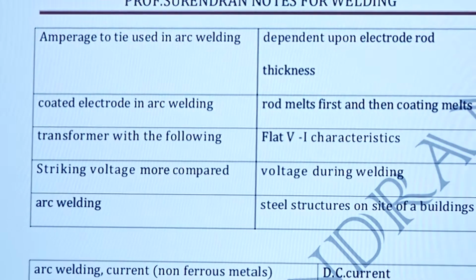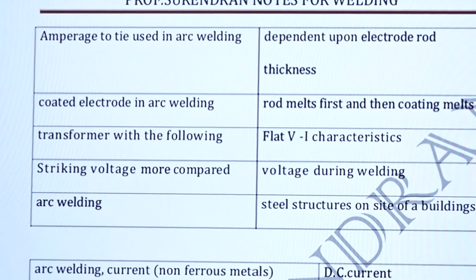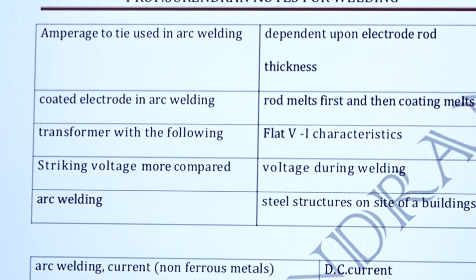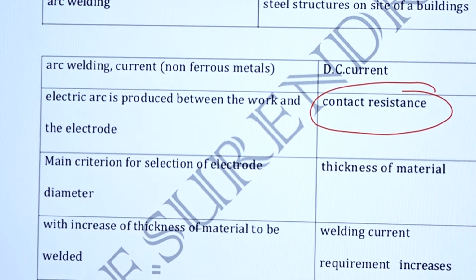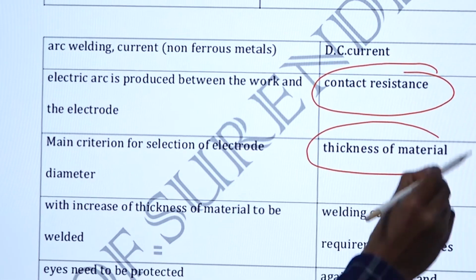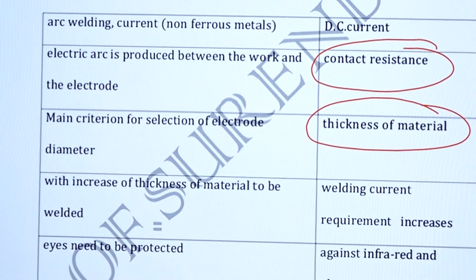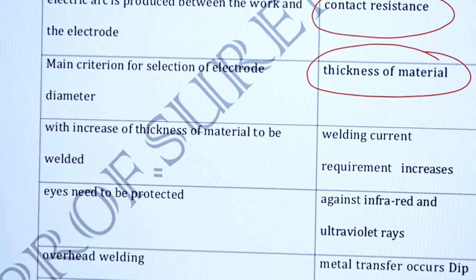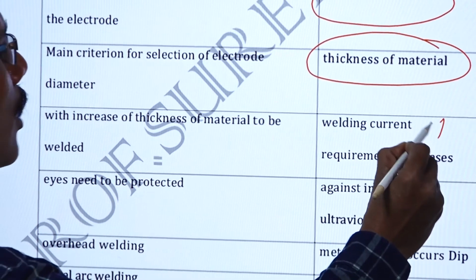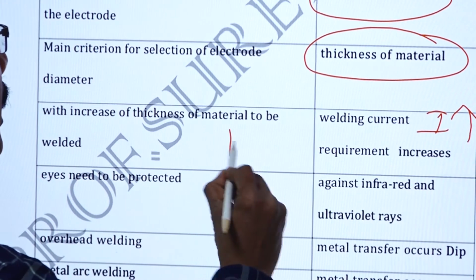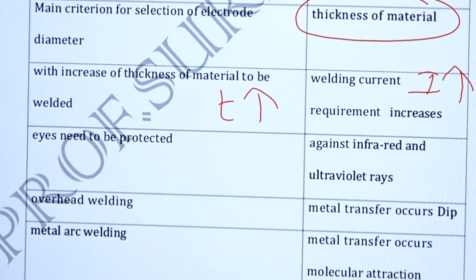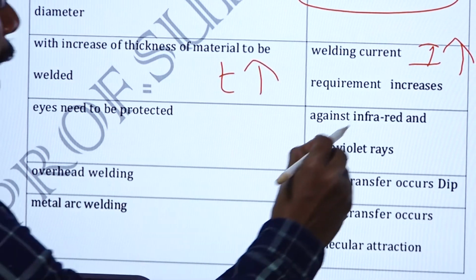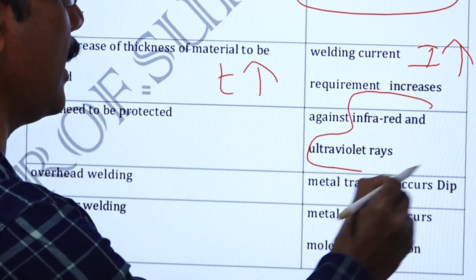Next we are going to learn some important things in welding. This electric arc is formed due to the contact resistance. The main criterion to select the electrode is thickness. Based on the thickness of the material only we select the electrode. The next thing is, with the increase in the thickness of material, the current also increases. Thickness increases, current increases. So the eyes have to be safeguarded against infrared rays and ultraviolet rays.